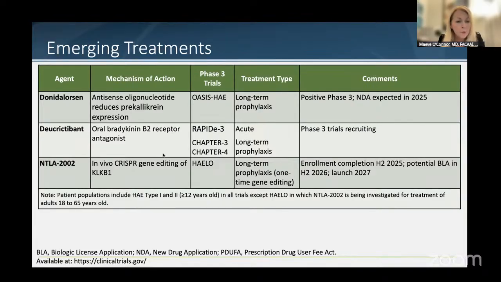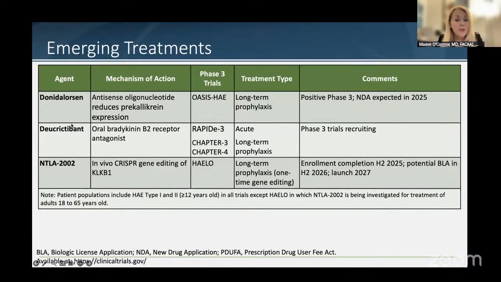And then we have deucrictibant, which is an oral bradykinin B2 receptor antagonist. There are 3 phase 3 trials going on. RAPIDe-3, which is for acute treatment, and CHAPTER-3 and 4 for long-term prophylaxis. Phase 3 trials are still recruiting.